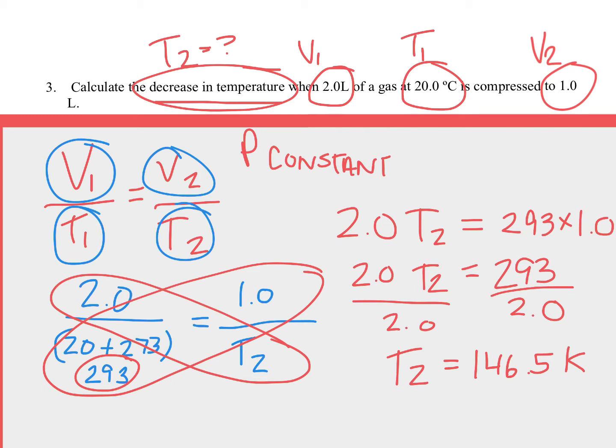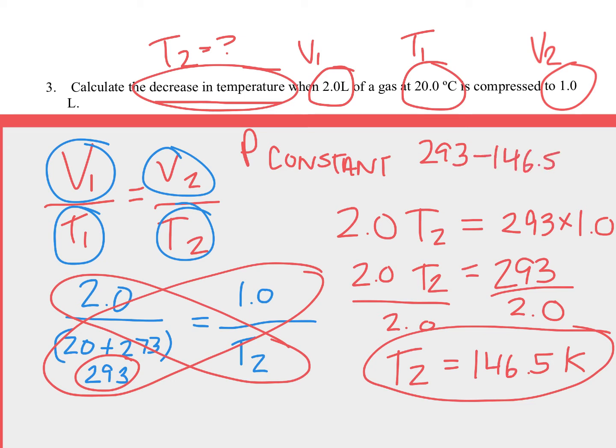Now, the question says calculate the decrease in temperature. Technically, I gave my answer as the new temperature, but it's really asking what's the decrease. So if I started at 293, and I went down to 146.5, the decrease is 146.5 because it got cut in half, right? So the change in temperature was actually 146.5 degrees Kelvin. But in the end, we're using Charles' law there, and we're using that cross multiplying to help us solve for the problem. Okay, but that was an example of Charles' law.